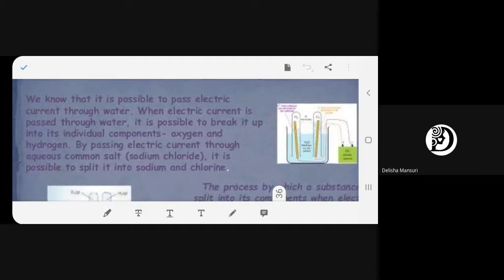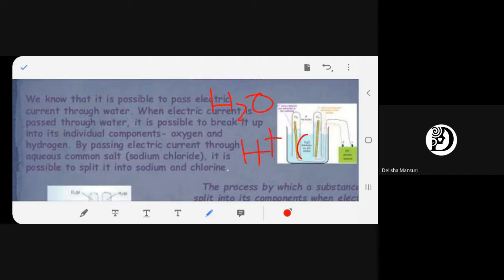By passing electric current through aqueous common salt, sodium chloride, it is possible to split it into sodium and chlorine. Now, what we saw just now, that water is split. H2O is split into H plus and O minus. Agree? So we are breaking water into hydrogen and oxygen. All of you agree? Now we are taking the salt solution.